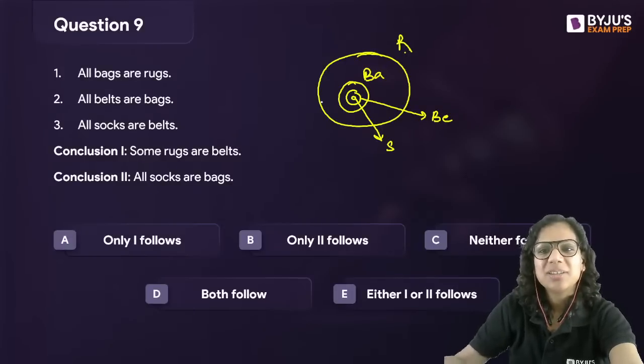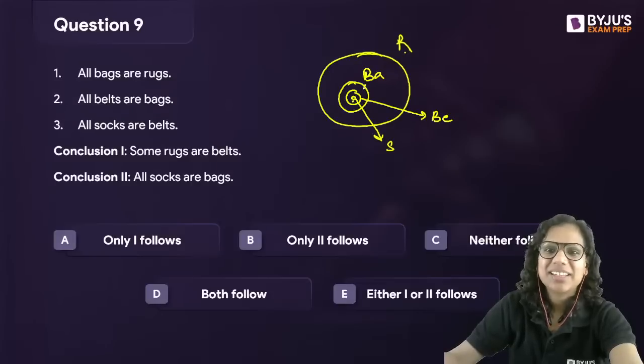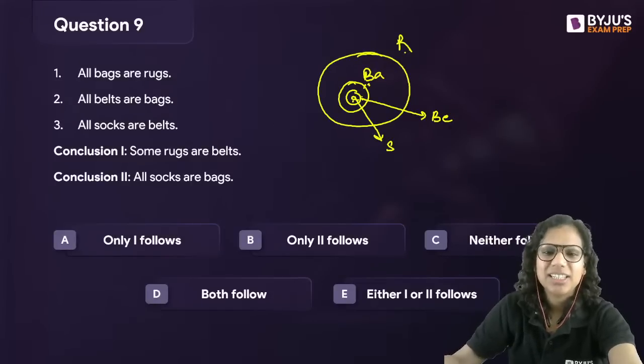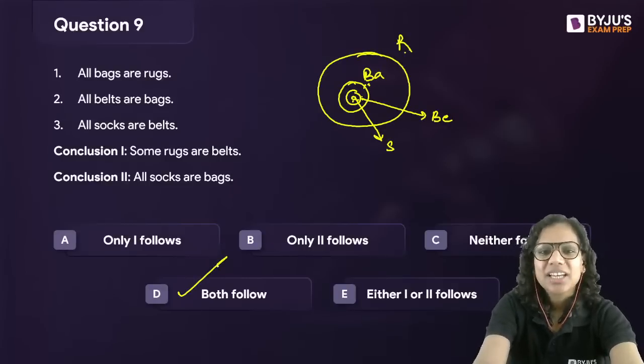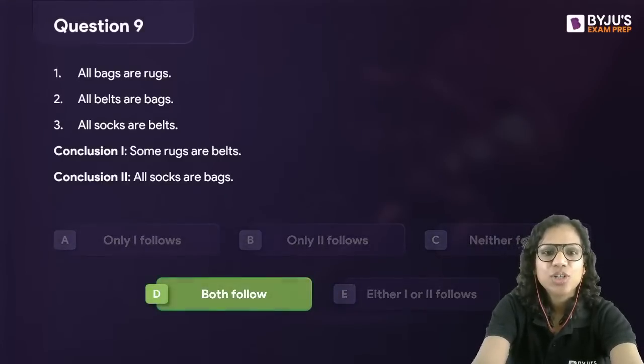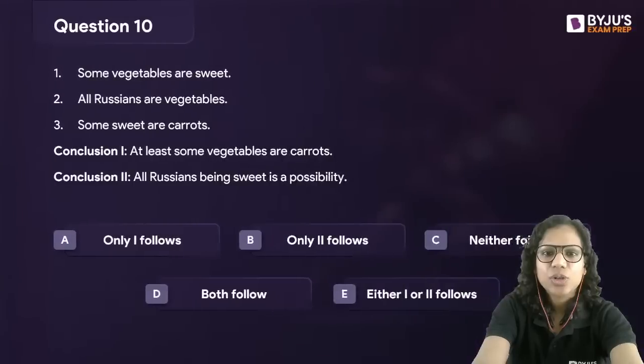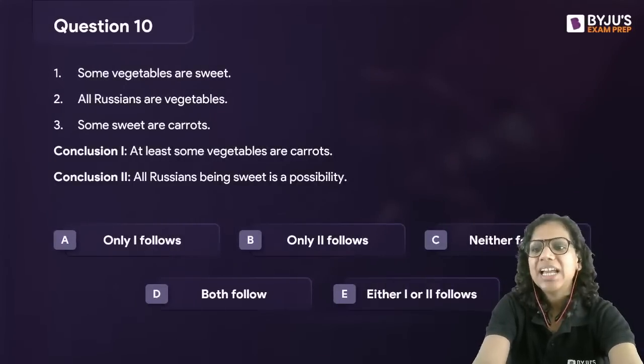And all socks are bags. Again, all socks are bags. If all A is B and all B is C, then all A is C follows automatically. So D, Delhi, is the answer here. Both follow. So just go through the concepts of syllogism once and this will not be a problem for you. Okay, question 10. What do you say?